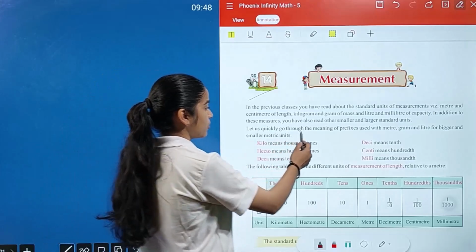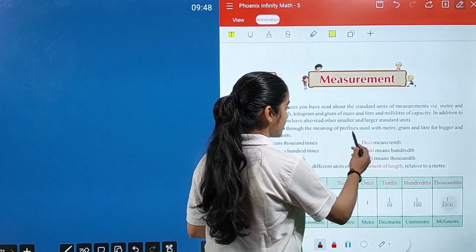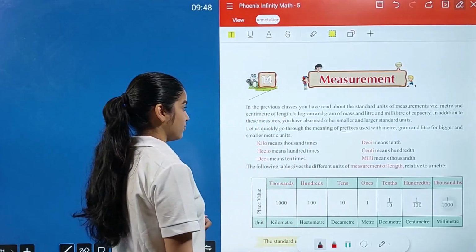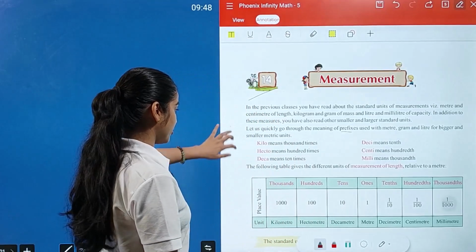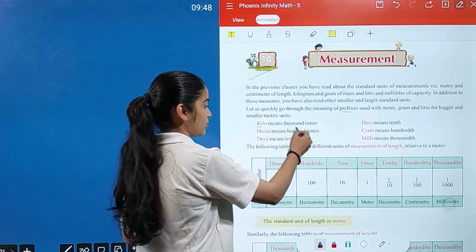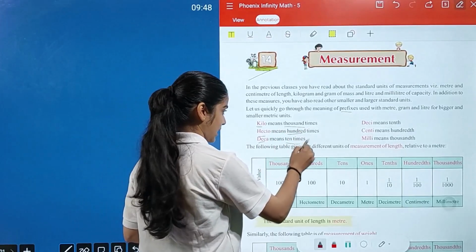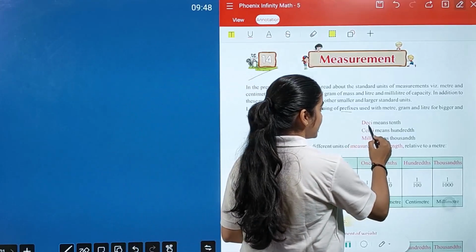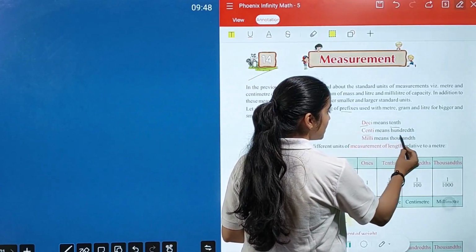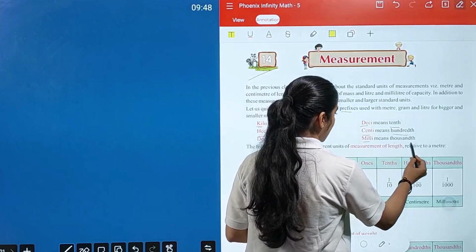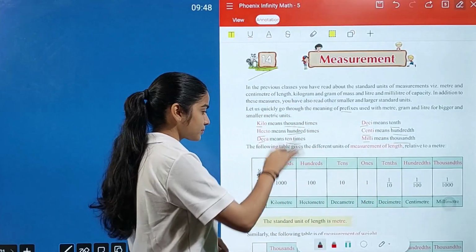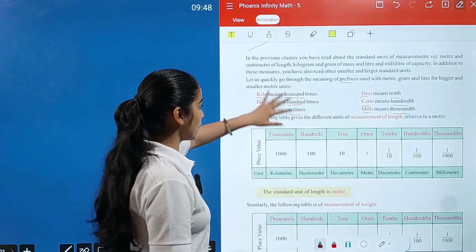Let us quickly go through the meaning of the prefixes used with the meter, gram and liter for bigger and smaller metric units. Kilo means 1000 times, hecto means 100 times, deca means 10 times. Deci means one tenth, centi means one hundredth and milli means one thousandth. So you just take the opposite of it in this case.